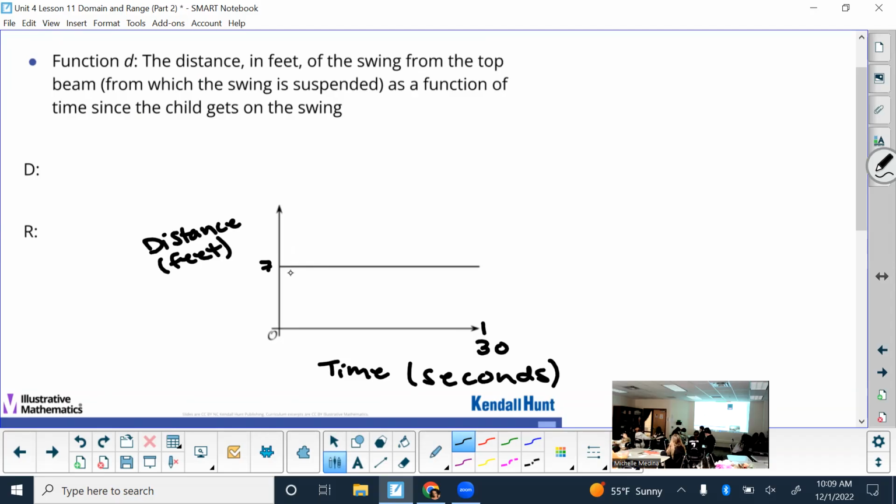So what's my domain for this one? Table 1? Good, it did not change. She's still there for 0 to 30 seconds. Smallest X is 0, biggest X is 30. I don't remember it. You guys are only my second algebra class of the day, so I don't have everything memorized yet. But for the range, table 2, what's my only range value?